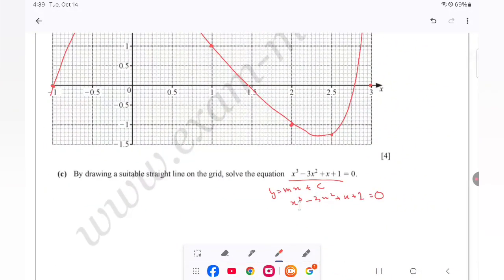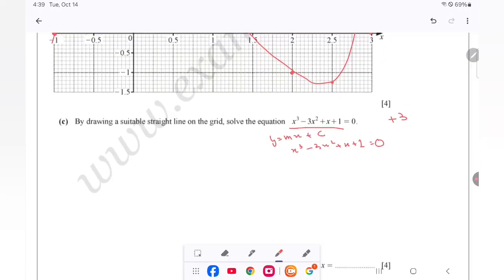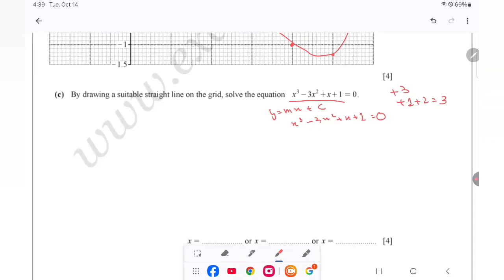So x cube minus 3x square is present, but the positive of 3 is not present. So what we're going to have to do, we have to add 2 on both sides to get the value of 1 plus 2 is equal to 3 to get our y. So add 2 on both sides. Solve it further. Subtract both sides with 2.